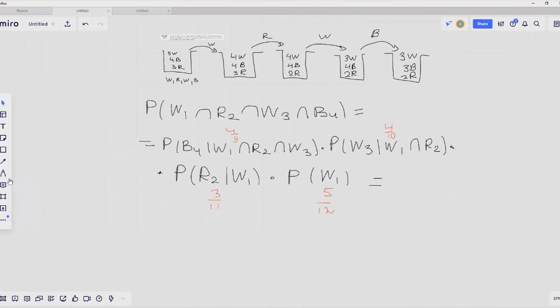So the answer is 4/9 multiplied by 4/10 multiplied by 3/11 multiplied by 5/12.